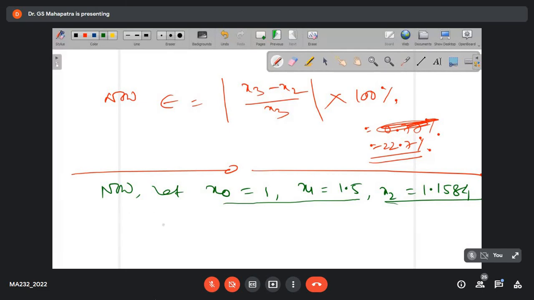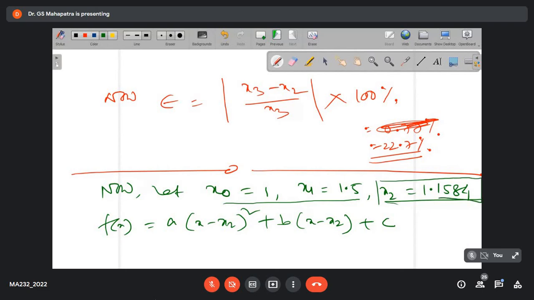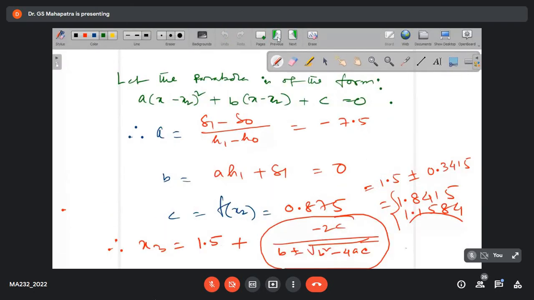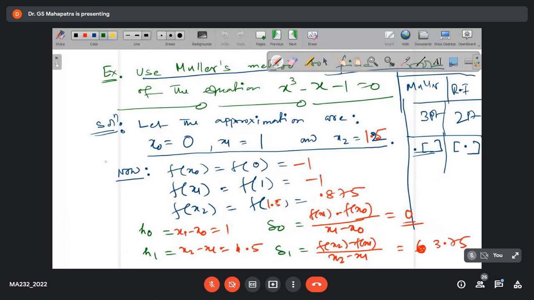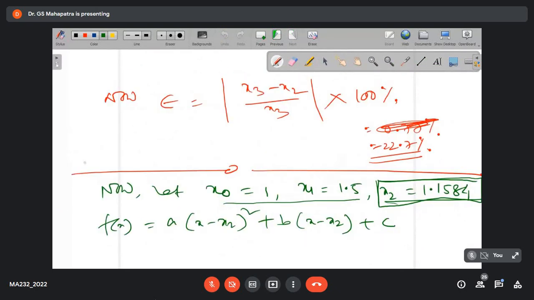Now you have to find f of x equals a times (x minus x2) squared plus b times (x minus x2) plus c. Here x2 is 1.1584. So we have to start from here again. This is the iteration, say iteration 0 or iteration 1. Now the same thing, iteration 2 we have to do.